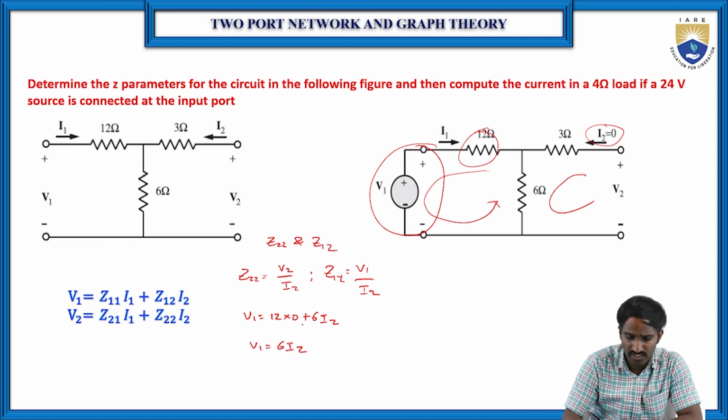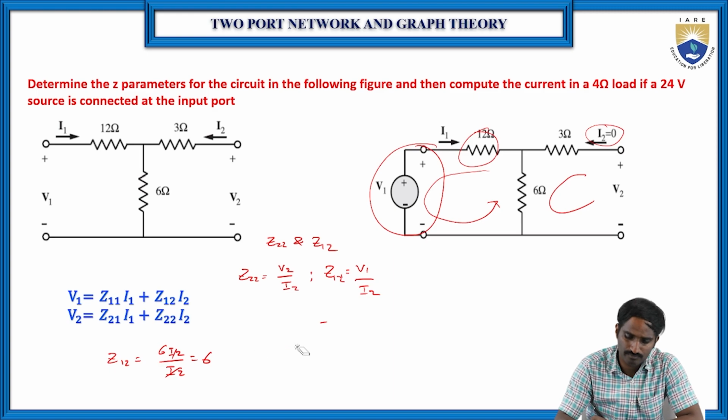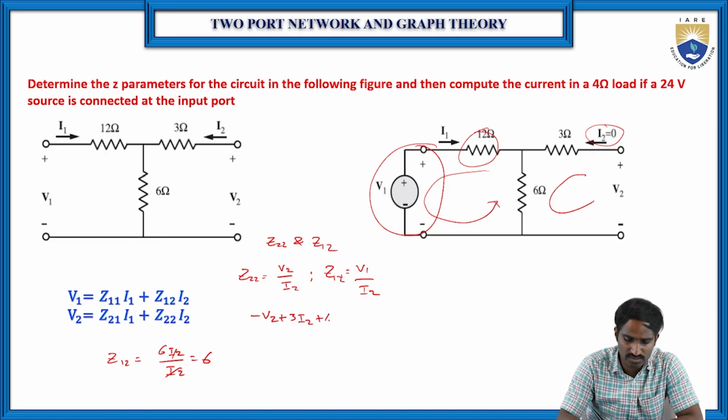So V1 is equal to 6 I2. Then substitute here, Z12 is equal to V1 by I2, which is 6 I2 by I2. I2 gets cancelled, so Z12 is equal to 6. Then similarly, if you apply KVL to the other loop, you get minus V2 plus 3 I2 plus 6 I2 is equal to 0.